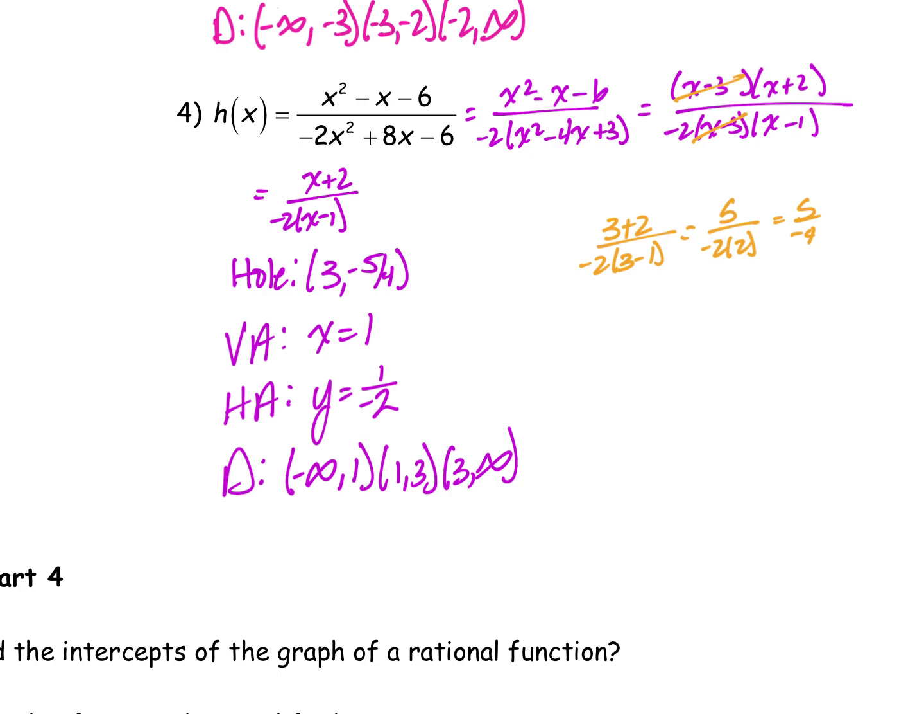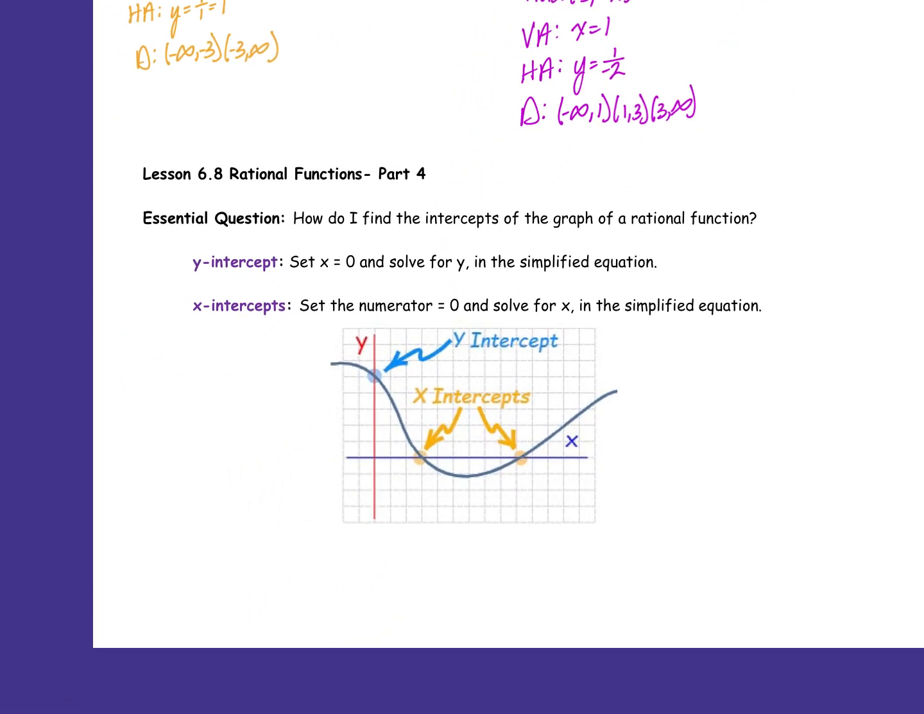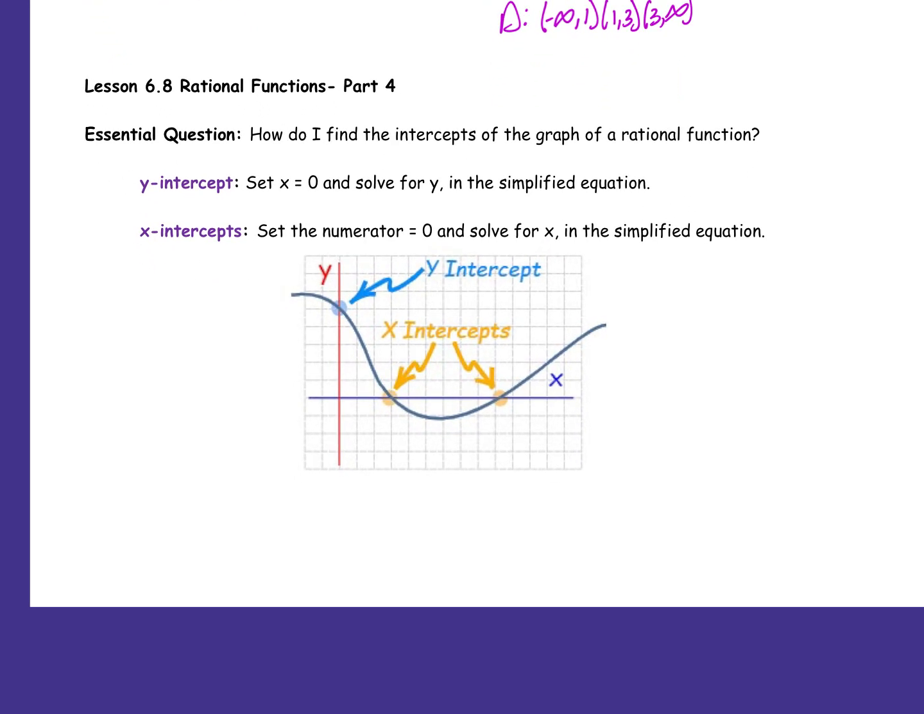Okay, awesome. So now we're going to do the last part before I put everything together and graph. It's finding x and y intercepts, which you've done like forever for every graph known to mankind, right? And it's done exactly the same way. To find the y-intercept, I set x equal to 0 and solve for y in the simplified equation. We don't want to do this in the unsimplified equation, so I'm going to simplify first, and then set x equal to 0 and solve for y. To find the x-intercepts, I set the numerator equal to 0 and solve for x in the simplified equation. And I'll show you why it's only the numerator in just a moment.